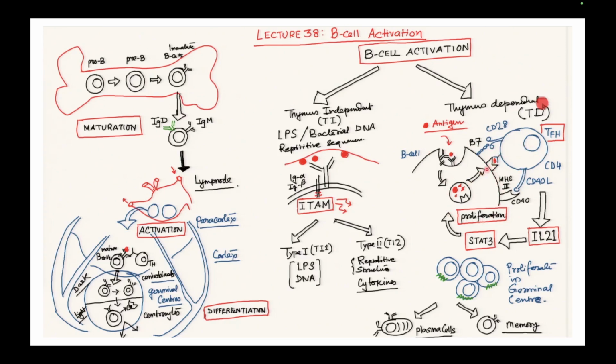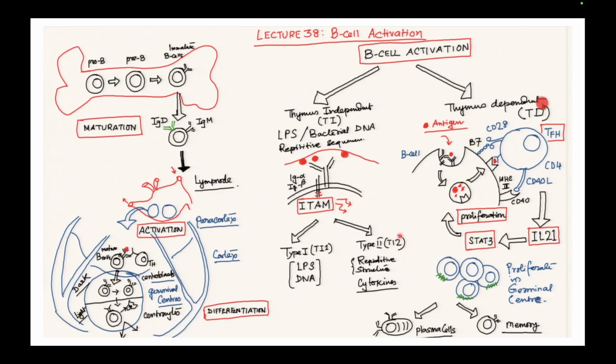Then this T cell receptor and MHC interaction takes place, followed by the CD40 interaction with the CD40 ligand present on the T cells, and then the B7 interaction with the CD28 present on the T follicular helper cells. All of these interactions lead to the release of certain cytokines, for example IL-21, which activates STAT3, a transcription factor in the B cells, and after that activation the B cells start proliferating.